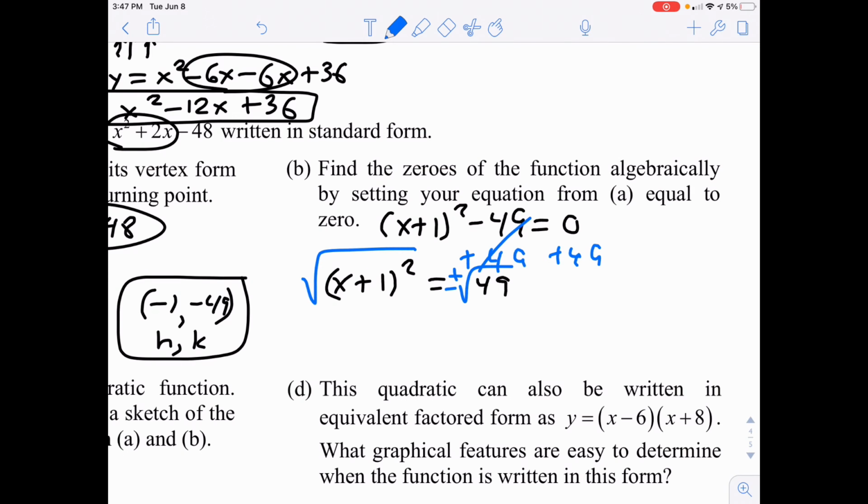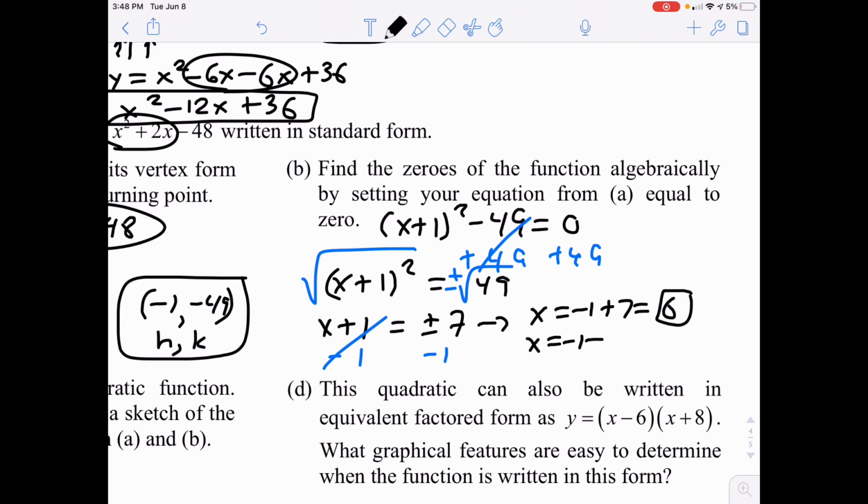Plus or minus square root both sides. X plus 1 is equal to the square root of 49, plus or minus 7, excuse me. We'll subtract 1 both sides. X is equal to negative 1 plus 7, or 6. And x is equal to negative 1 minus 7, or negative 8.